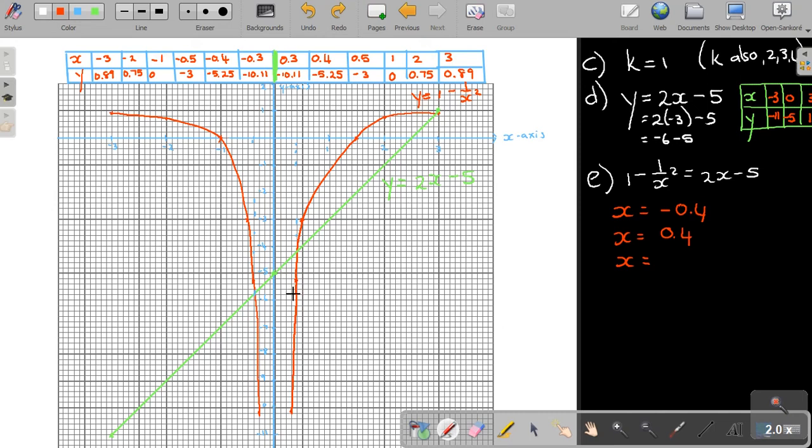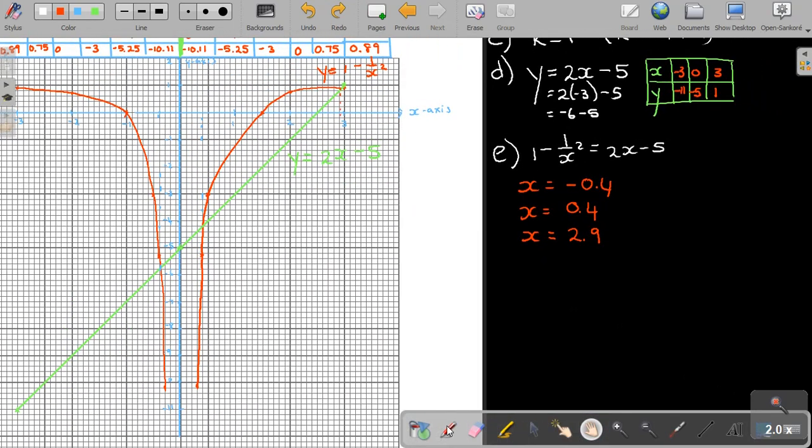And then the next one, that will be 2.9. Okay, and those are your solutions to that equation by reading it from the graph. And then rearrange this in the form, it's just nice algebra. They just want to do nice algebra with me, and I love algebra. In this case, it's going to be number E. Is it the second one? Yes. So this was the first one, and this is the second one.